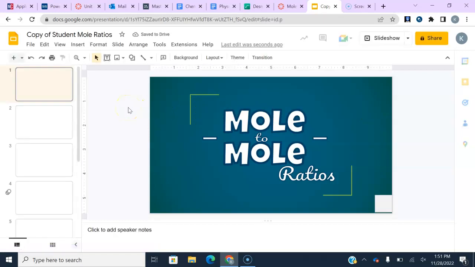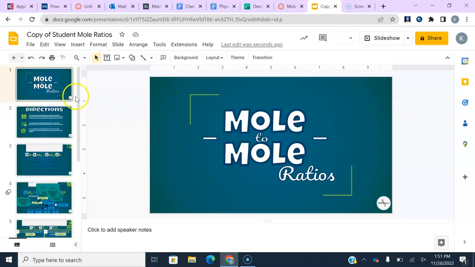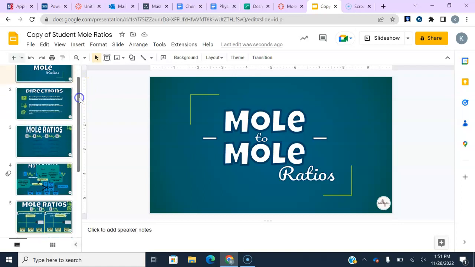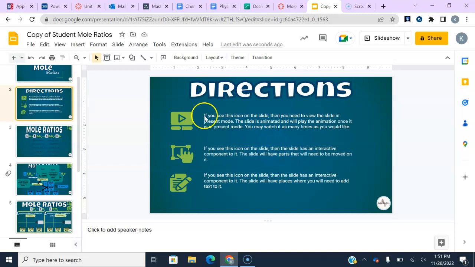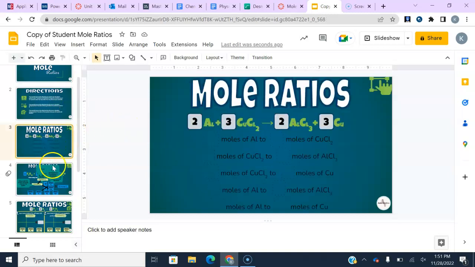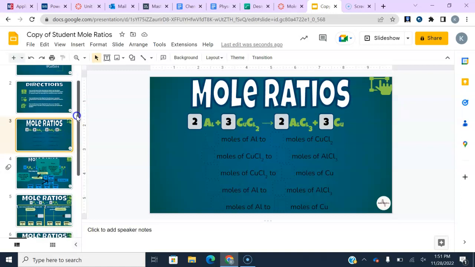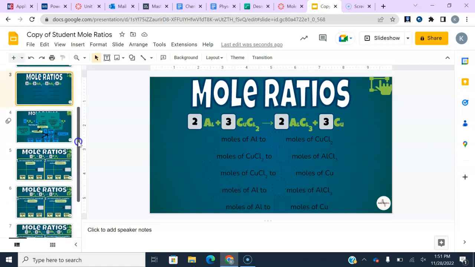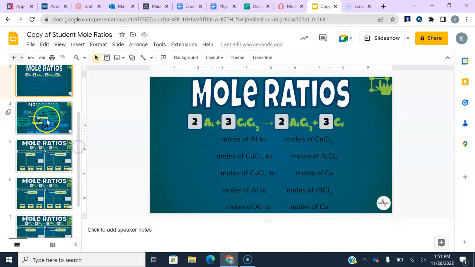So this is a Google Slides assignment. You guys are going to be doing some dragging and dropping, some calculating, some typing in, etc. The first slide is just the title and then directions on how to complete. And then there's a slide that you have to complete on 3. I'll do a couple of those with you here in just a minute.